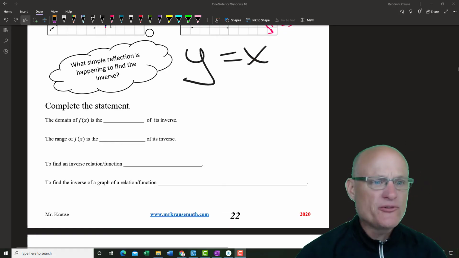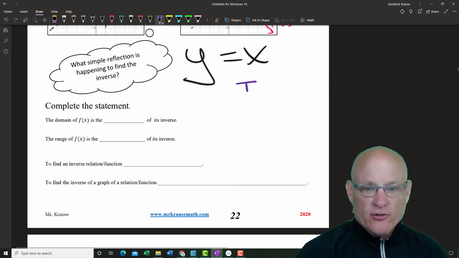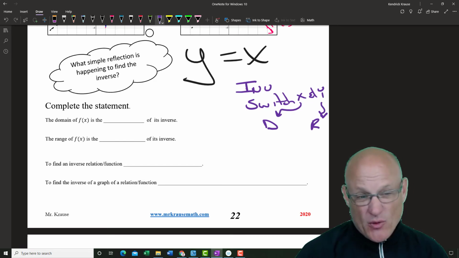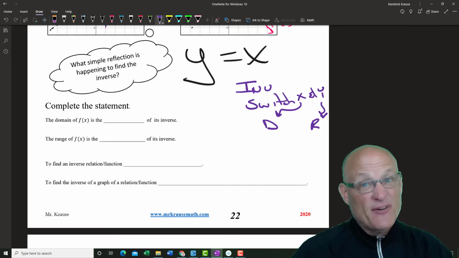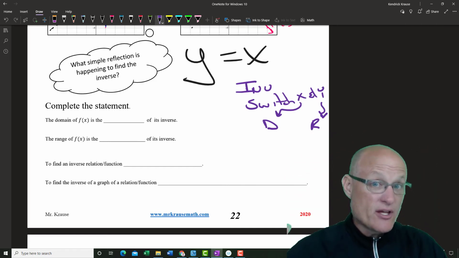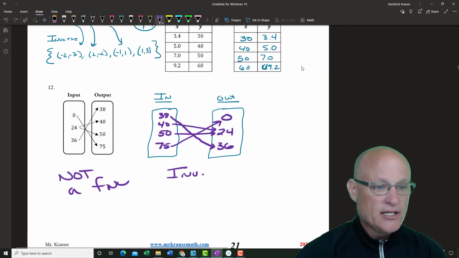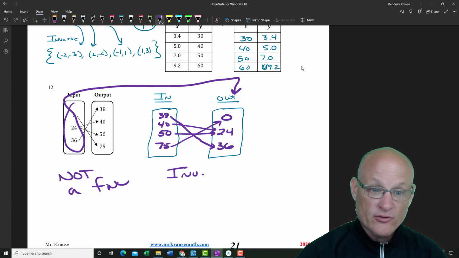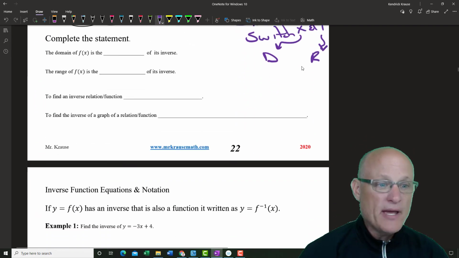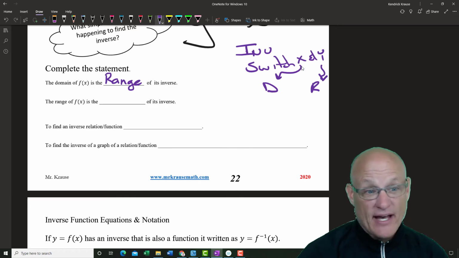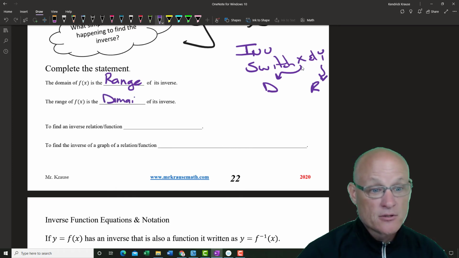All right. So remember what we said a few minutes ago. With inverses, we switch x and y. Now, what goes with x? Domain. What goes with y? Range. So, if that's true, then wouldn't the domain of f of x, if I switch x and y, aren't I also switching the domain and the range? Right? If I go back up to here, and I look at this problem right here, this is an easy one to look at. Here's a domain here. What did it become in the inverse? It became the range. So the domain of f of x is the range of the inverse. And of course, then the range of f of x becomes the domain of the inverse.